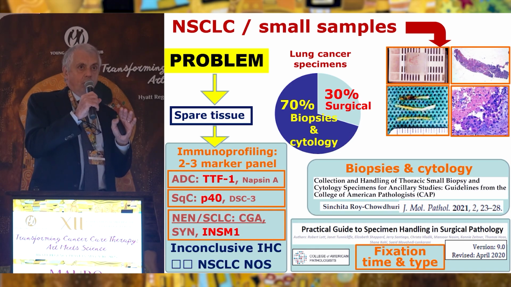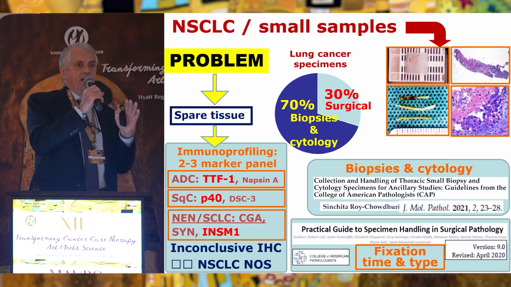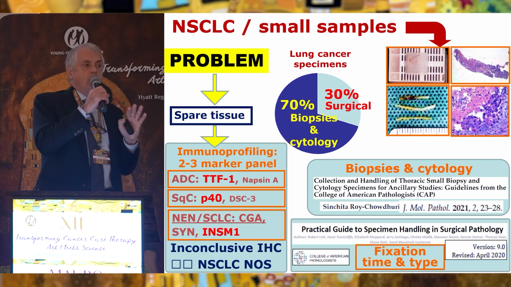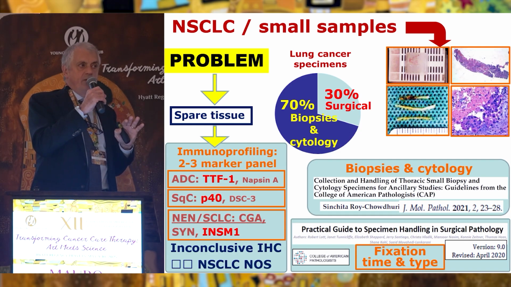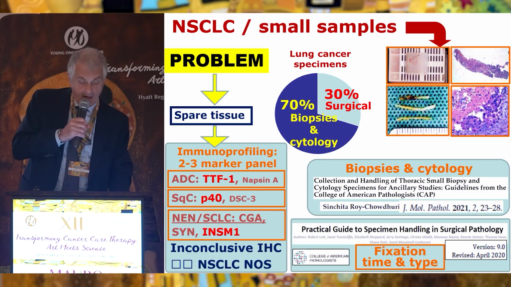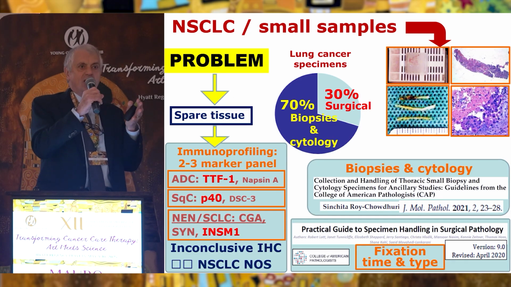If the solution with the markers is okay, we report the case as favor adeno, favor squamous, favor neuroendocrine carcinoma. If we fail, we report as null phenotype or non-conclusive immunophenotype, and the case remains an undifferentiated lung cancer. Hopefully not a metastasis, because we never know.